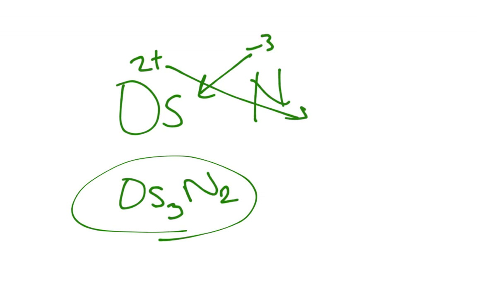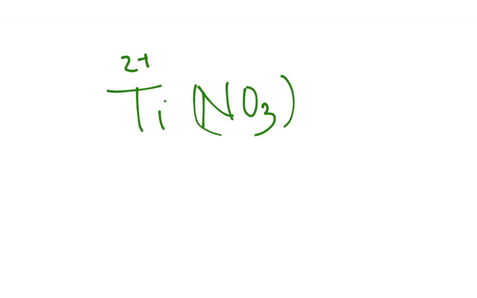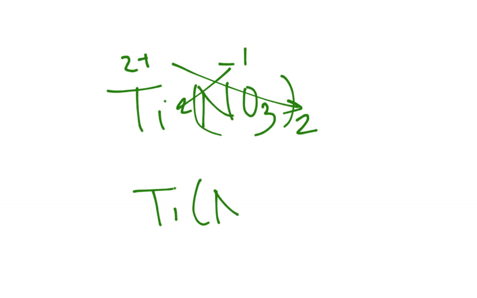All right, 41. What are the chemical symbols for the following molecules? Titanium with a charge of 2 plus, and nitrate, NO3, which has a charge of 1 minus. We have to balance those out, so that goes there. The 1 goes down, again, just down like this. So we'd end up with titanium nitrate.